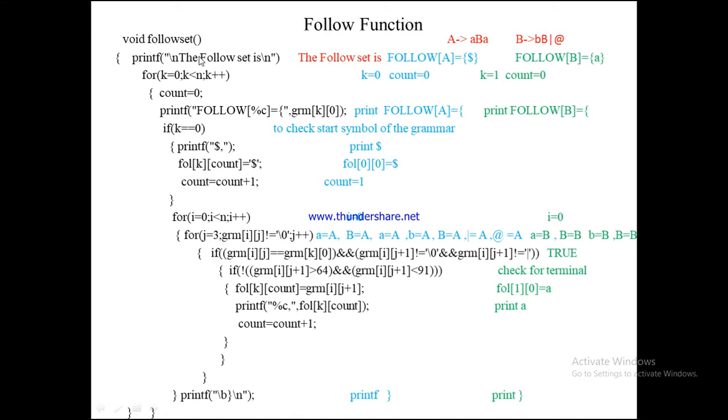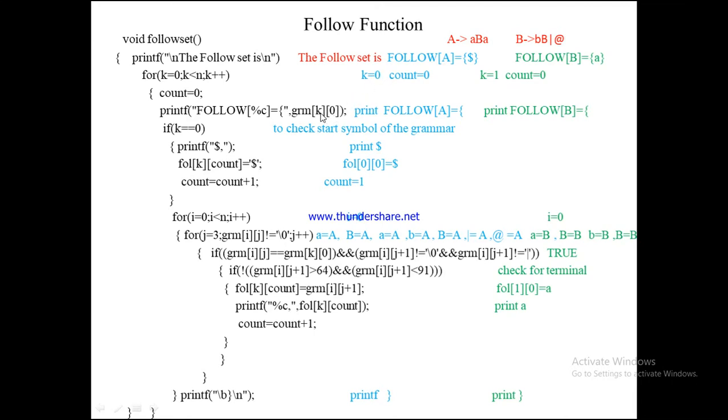Now I'll start here. Print the follow set is. So this is printed. Now I'll consider k equal to 0 and count equal to 0. Whatever is in the blue color is follow of A, and whatever is in the green color is follow of B. Initially count is 0 and k is 0. Is 0 less than 2? Yes, then I'll enter. Then I am printing follow of %c, and what I am considering for %c is grm[k][0].